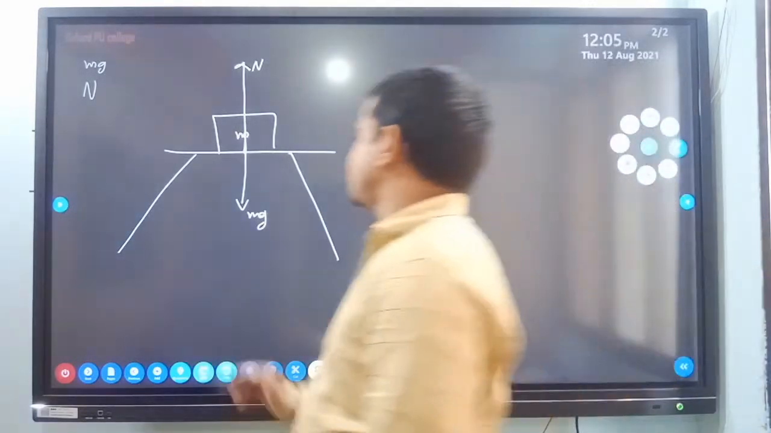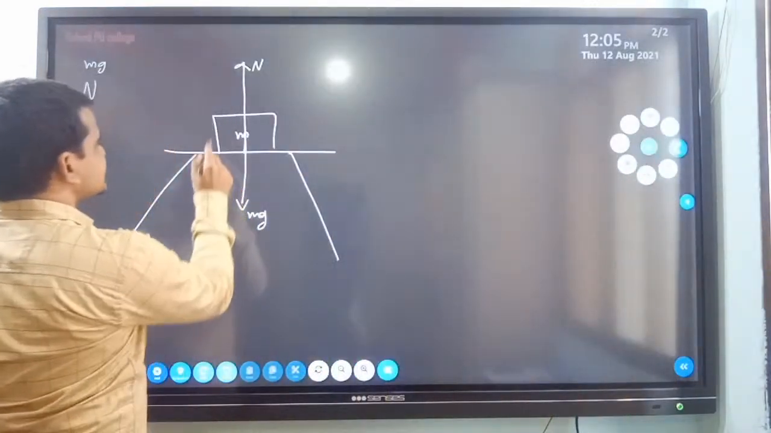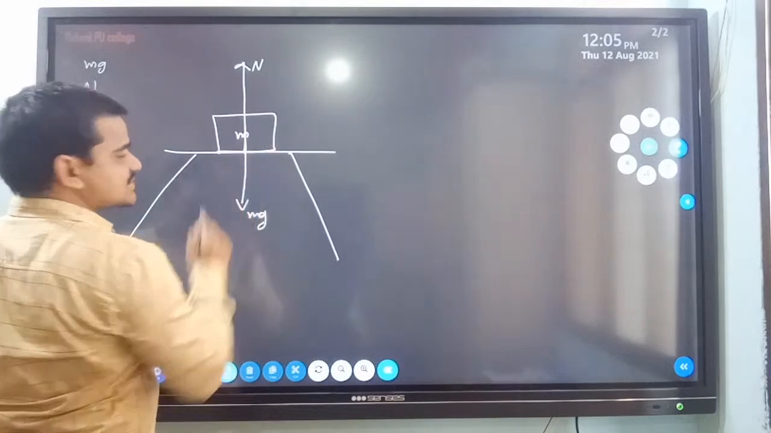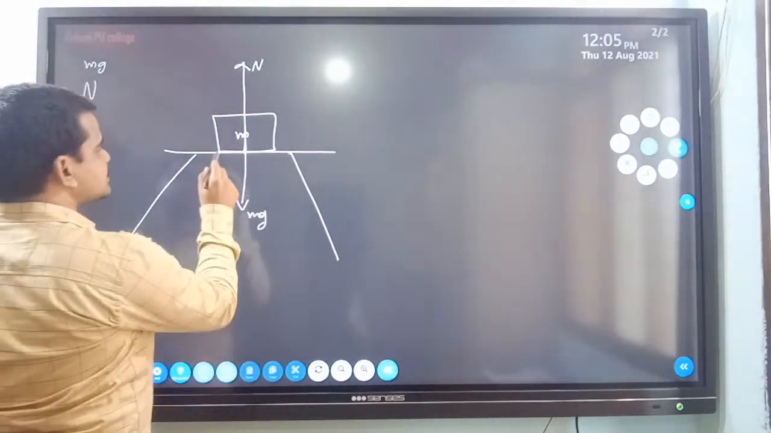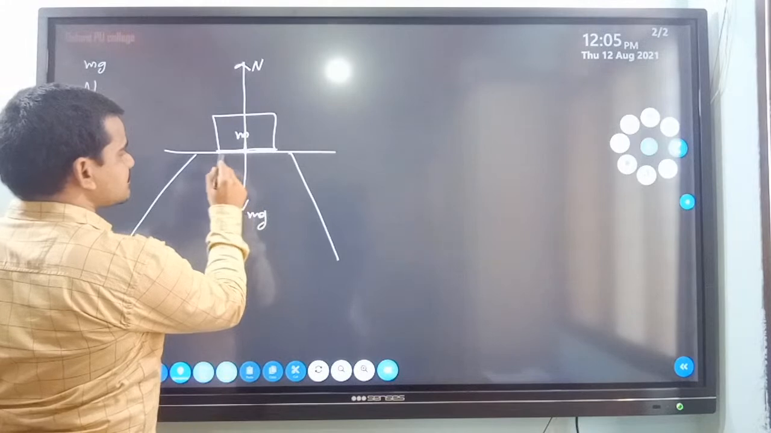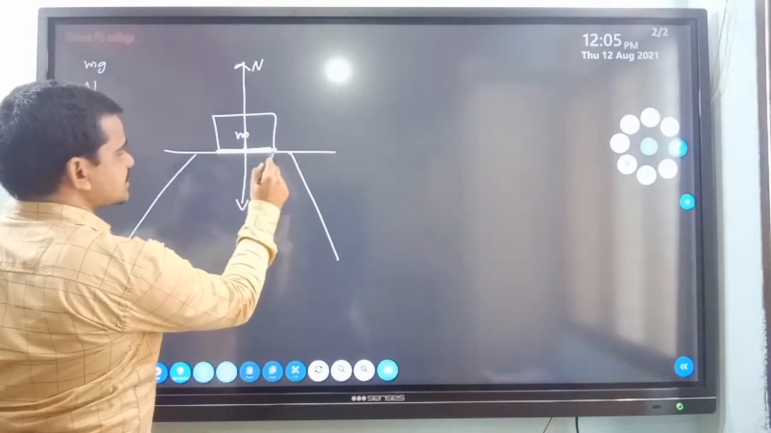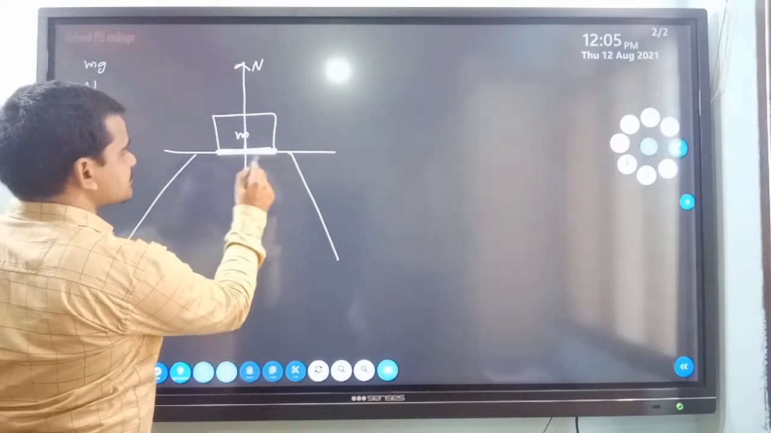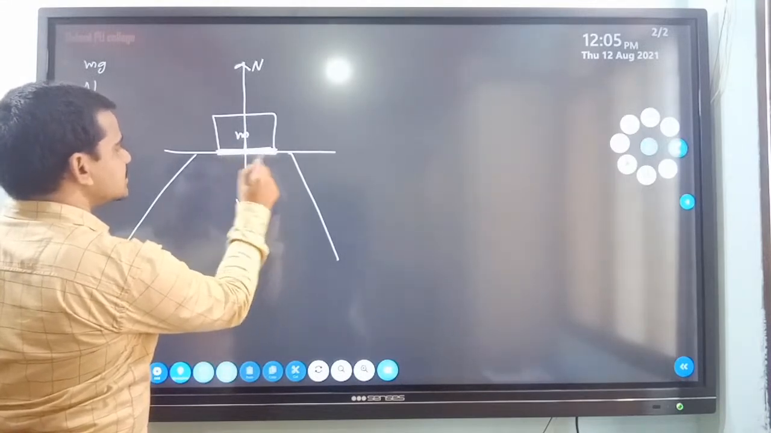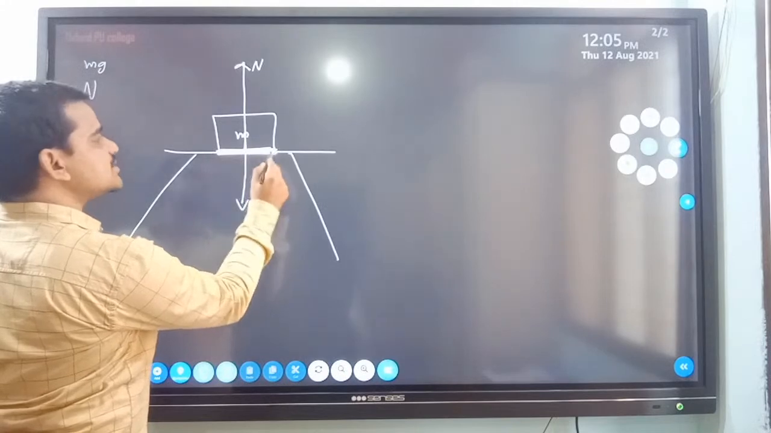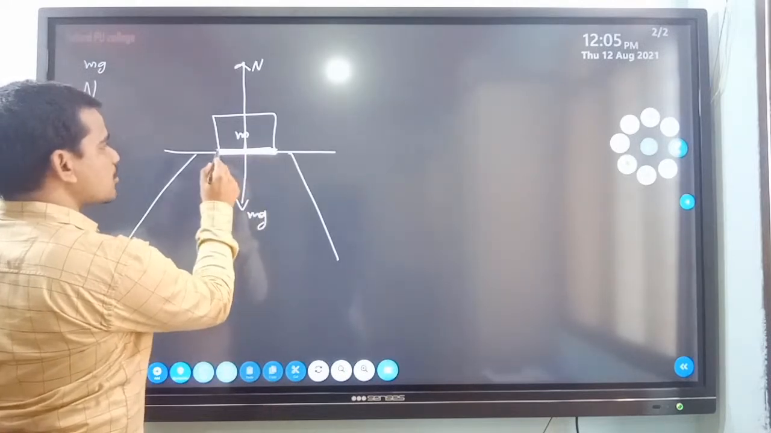Now if you observe the situation, this is one block. This is the block surface. And the bench also has a surface here. This is the bench surface. Here in this area, these two surfaces are in contact.